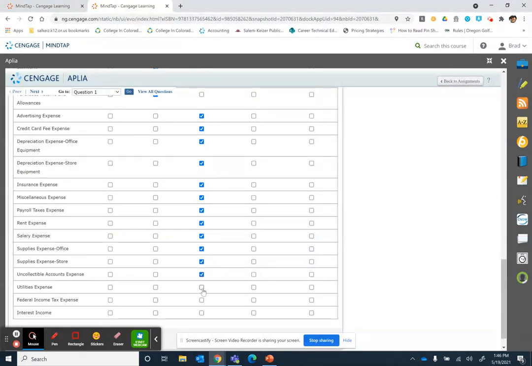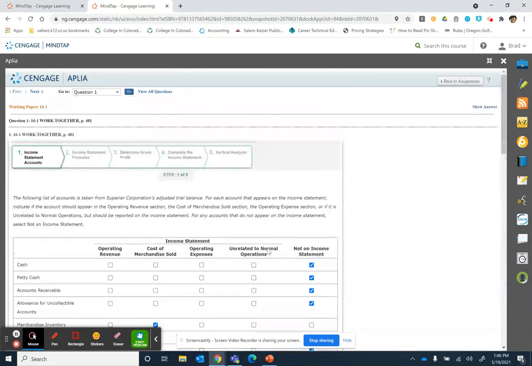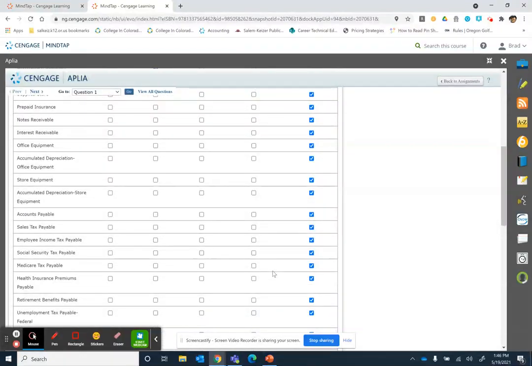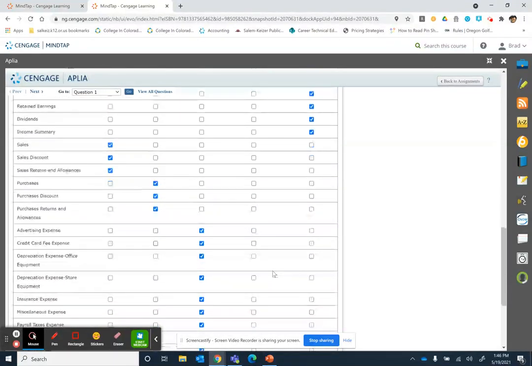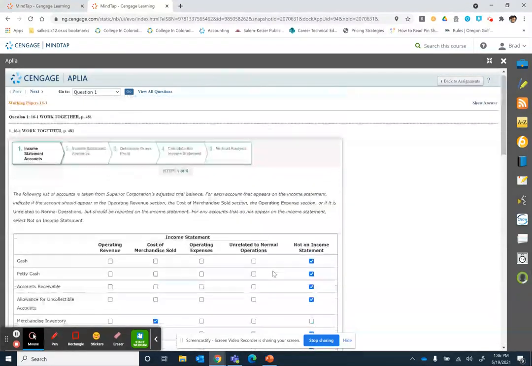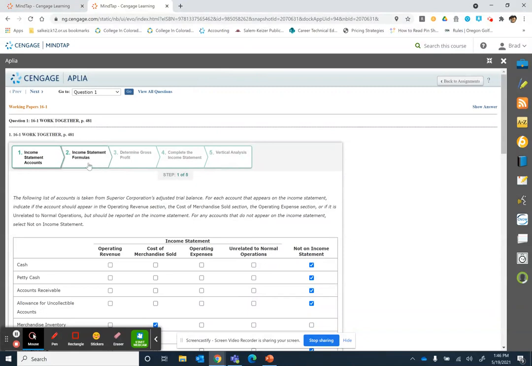Now, the last 2 accounts are going to be recorded in the fourth column, and that's federal income tax expense and the interest income. And this is for items unrelated to normal operations. That's going to conclude step number 1, where we're identifying those accounts that are going to be listed in the income statement and the ones that are not going to be listed. Next, we'll move on to the next step.